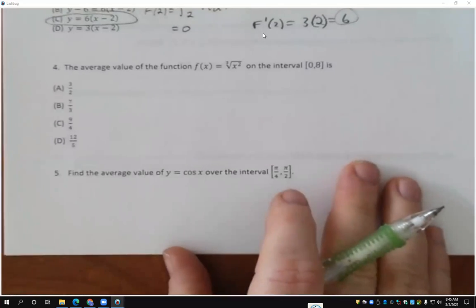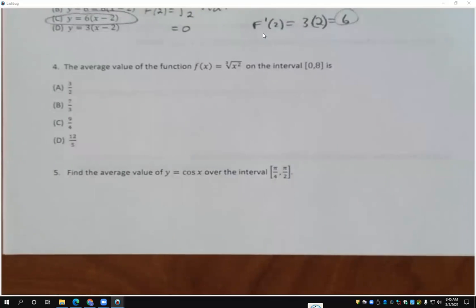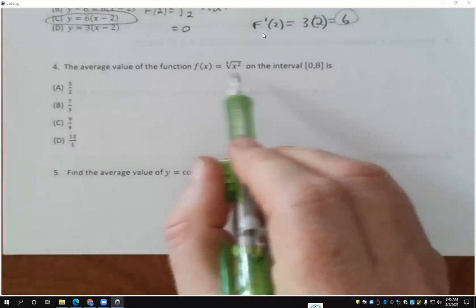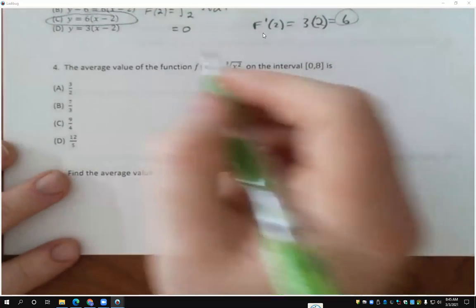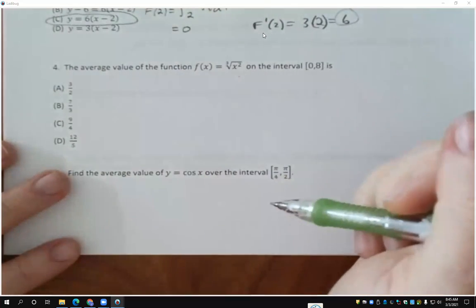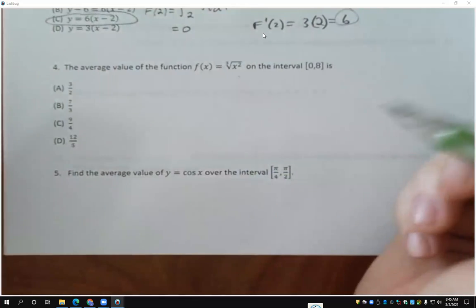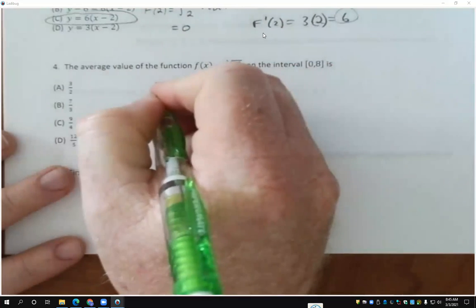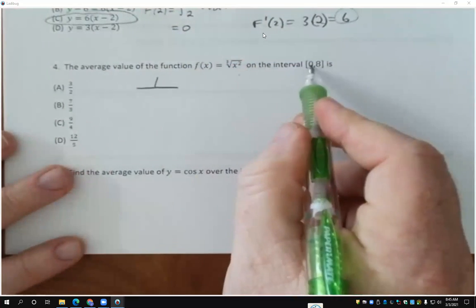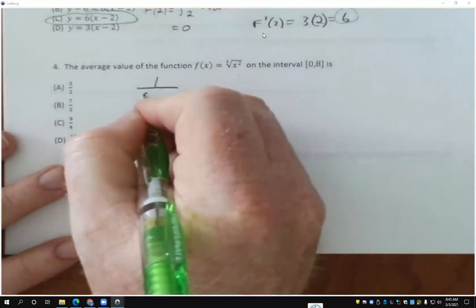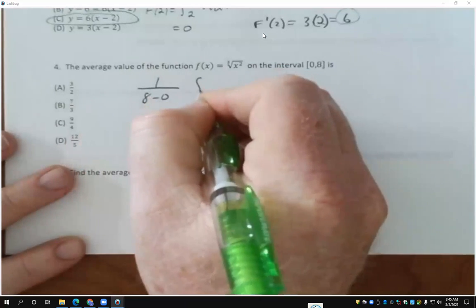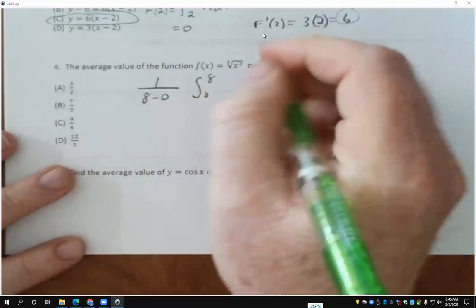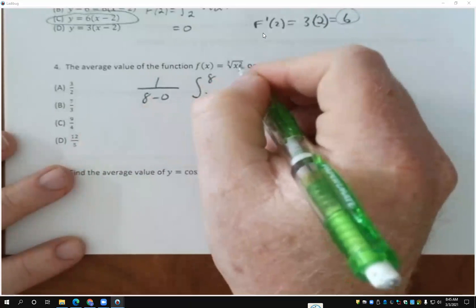All right, anybody for 4 or 5, average value? Both of them are the same, basically. Could you do 4, please? Yes, all right, so this is f of x. To find the average value, it's 1 over b minus a, integral from a to b of f of x dx. So we're going from 0 to 8, that's our a, that's our b, so 1 over 8 minus 0, and then the integral from 0 to 8.